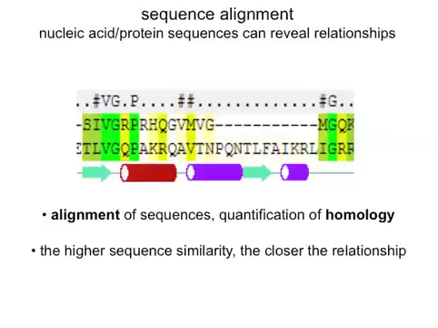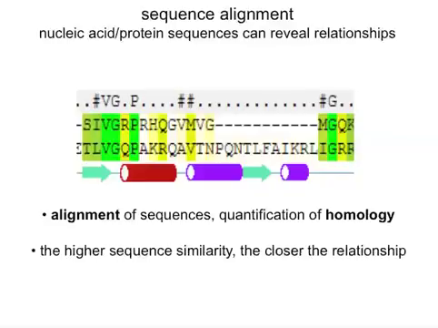But what is this sequence alignment thing? Well, alignment of sequences allows us to quantify homology. So what do I mean by homology? That's just the degree of similarity of one sequence to another, or even one amino acid to another, or perhaps one genetic sequence to another.